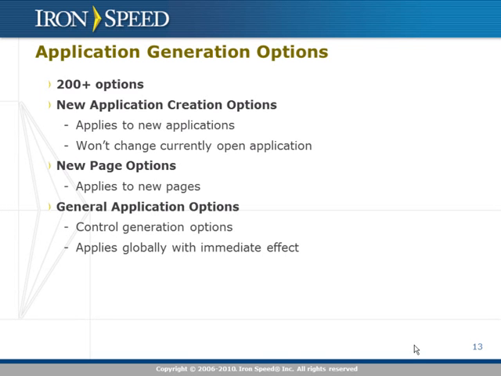The second one is the new page options, and sometimes you'll go back and forth and you want to change a certain page that you've already generated and you wanted it to look a certain way and it didn't look that way, so you went back and essentially made a change, and this is the place where you make that change. Also, the general application options are the immediate effect options. So as you make a change here, it immediately changes in your application.